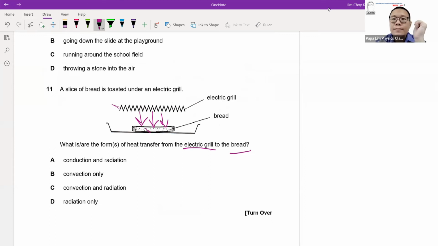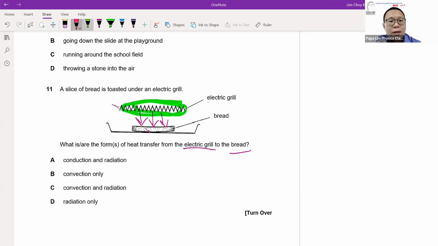Now, take note of the placement of the grill. The grill is on top, the bread is below. If you heat up the grill, you'll find that there will be hot air, because the grill is getting hot. So the air around the grill will actually be hot, because the grill is activated.